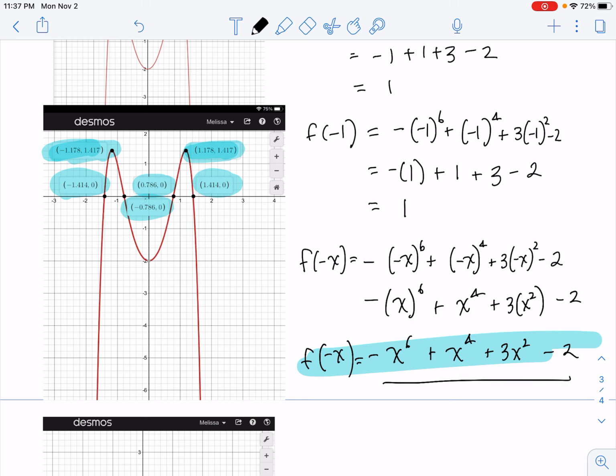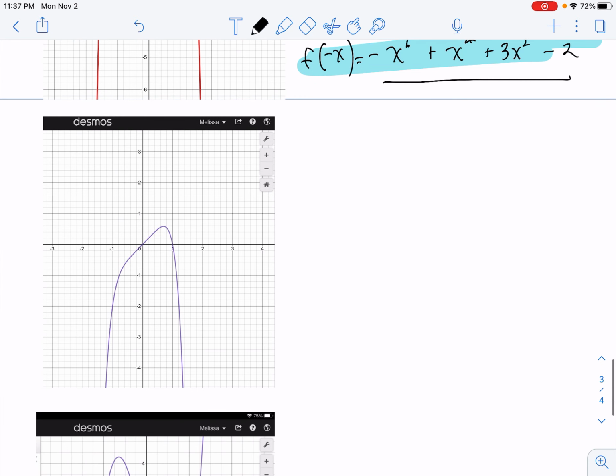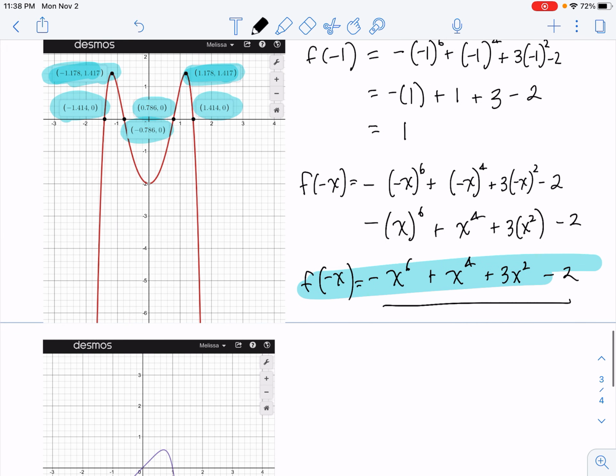Let's look at another example. Oh, I should say, before we move on, this one is even. It is an even function.